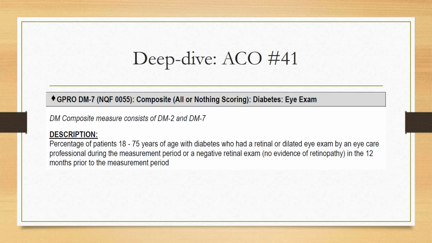And then I believe this is the last one, ACO number 41, which is the diabetic eye exam. This is just ensuring that all of the diabetic patients, up to 75 years of age, have had an eye exam by an eye care professional. Can you move to the next one?